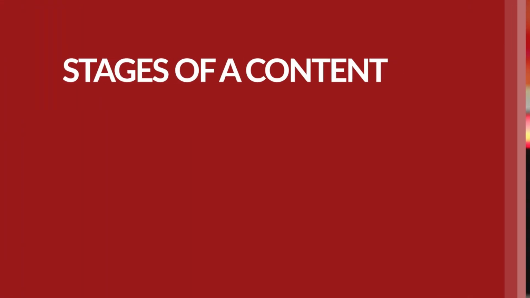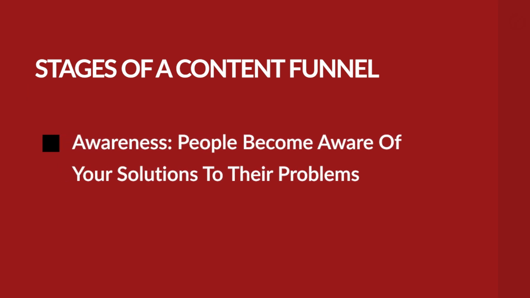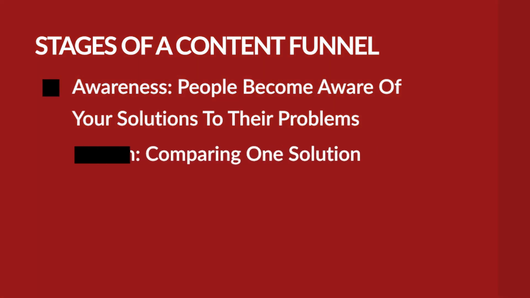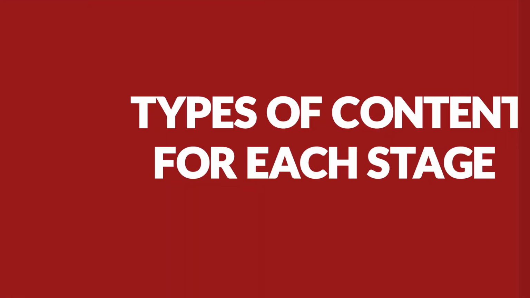There are basically 4 stages. First, awareness. Basically, this means that people have become aware of your solutions and how it addresses their problems. The next phase is the consideration phase. This is basically when they're comparing one solution versus another. The next stage is the decision phase. And finally, you have the retention phase. So let's look at the types of content that falls under each one of these phases.